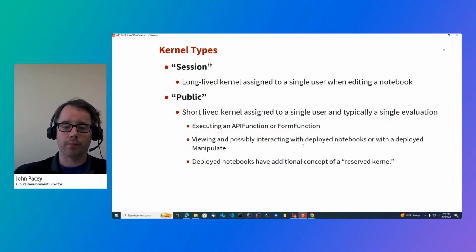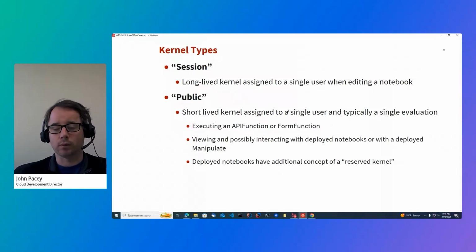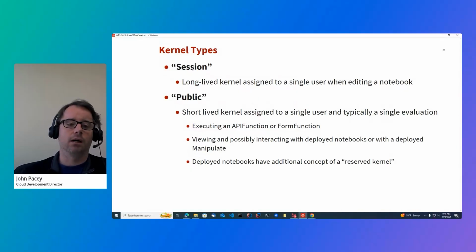So in the desktop environment, you are typically using the front end, and you're setting up different kernels that are associated with your front end session. We still have a concept of different kernels in the cloud. So there are two main types. There's actually some more, but I'm going to focus on these two here. There's the session kernel and what we call public.